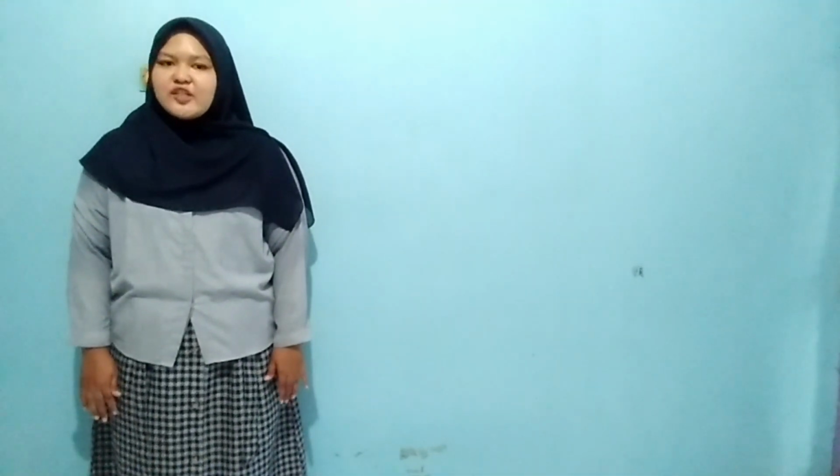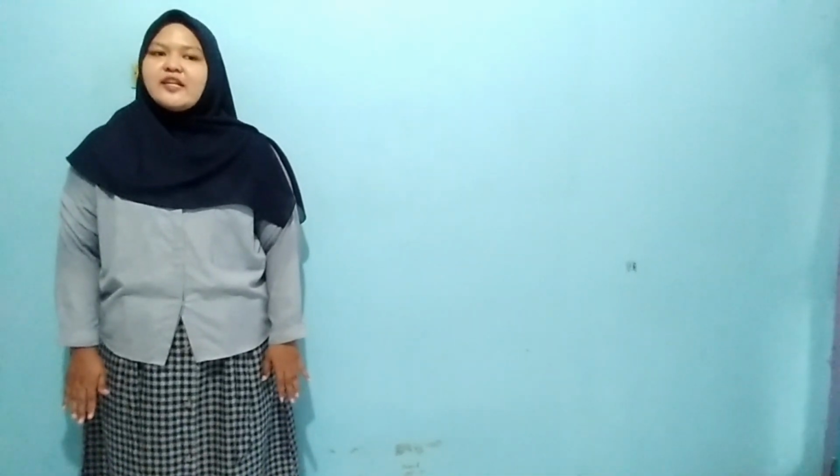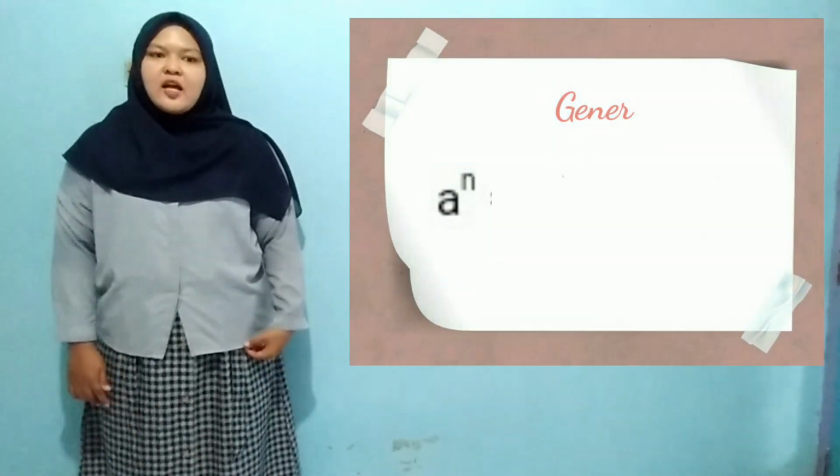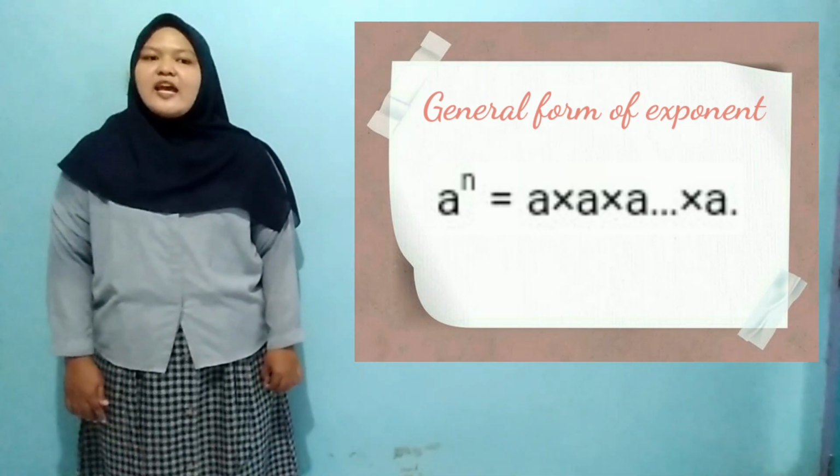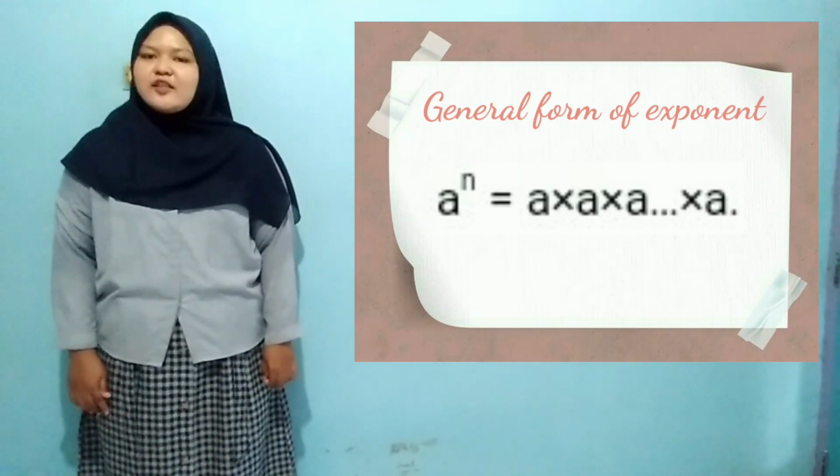So, the conclusion is the exponent of a number says how many times the chosen number is multiplied. It is written as a small number to the right and above the base number. General form of exponent: a multiplied by n factors.